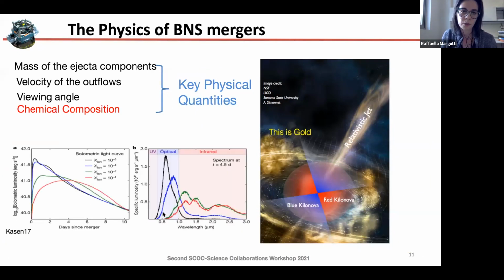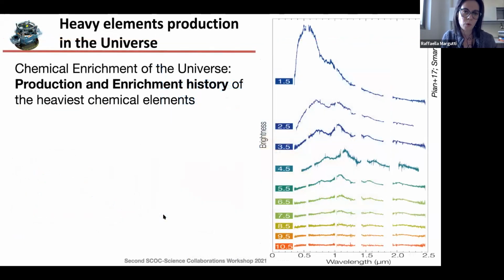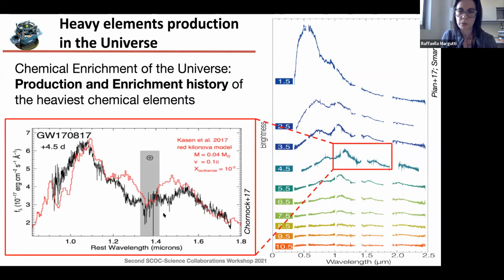Once we do know where to repoint, thanks to Rubin, we would be in the position to take spectra and understand how many elements have been formed right there. This is one very clear way that we have to study the chemical enrichment of the universe through neutron star mergers. And here I'm just emphasizing this beautiful infrared spectrum of 170817.